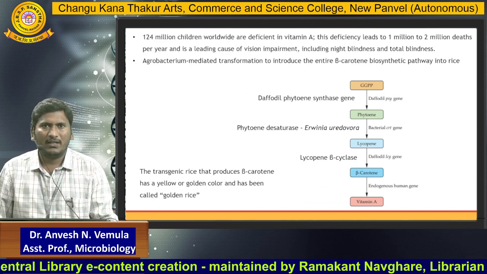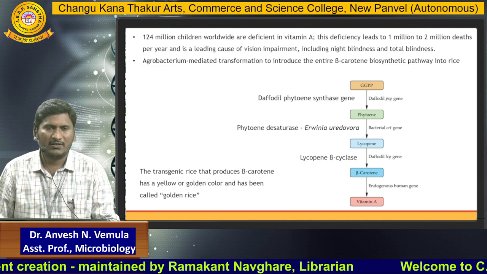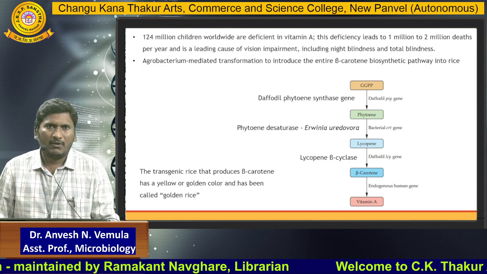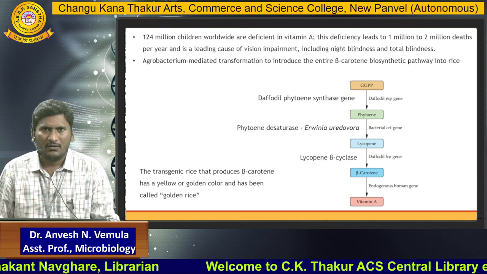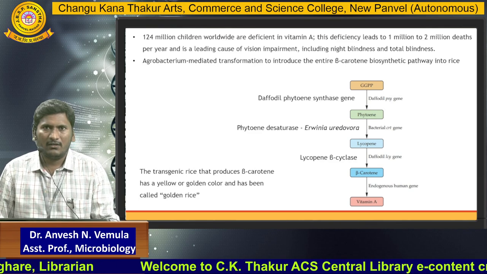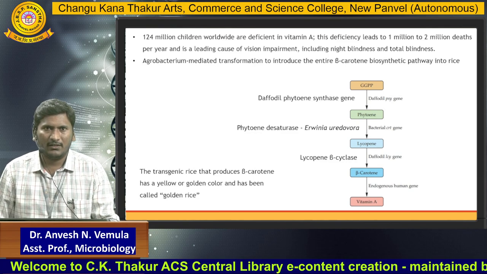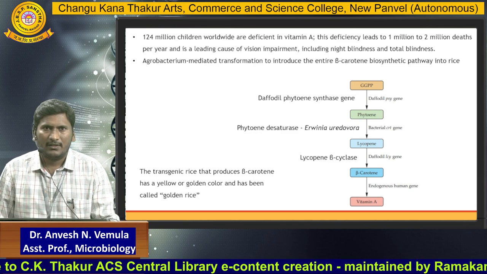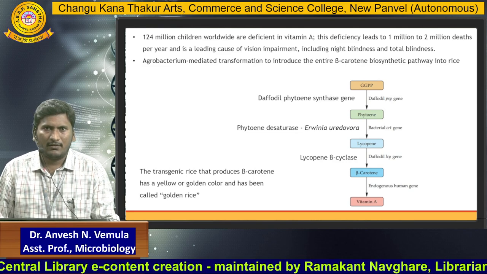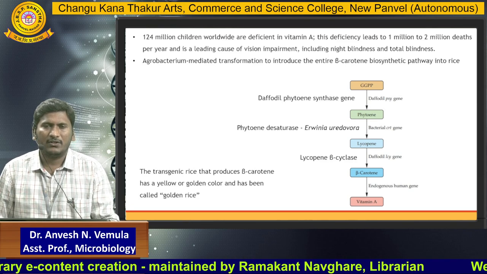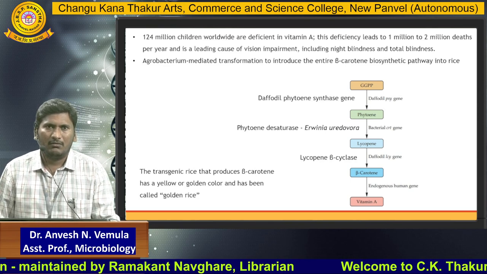Vitamin A is very essential for the survival and growth of cells in a multicellular organism. There are 124 million children worldwide who are deficient in vitamin A. This leads to 1 million to 2 million deaths per year, and it also causes vision impairment including night blindness and total blindness. The death because of vitamin A deficiency is due to lack of synthesis of immune cells in the human.